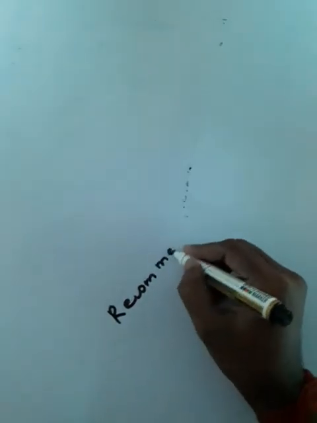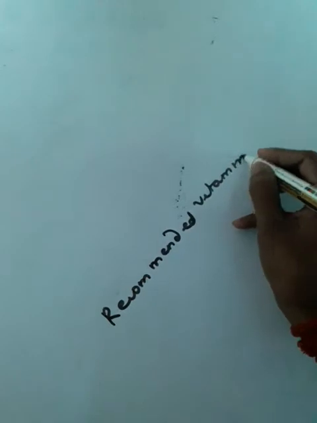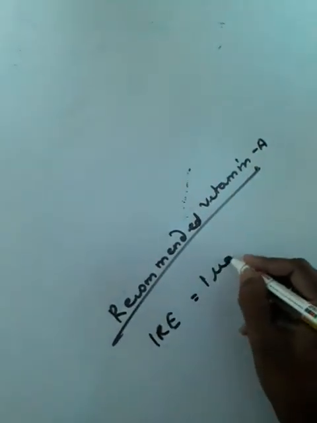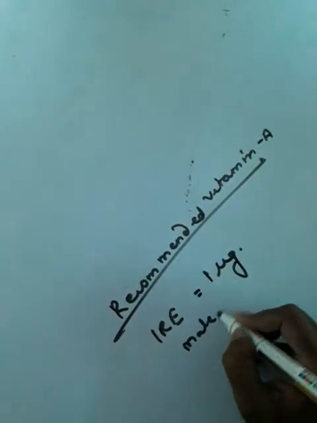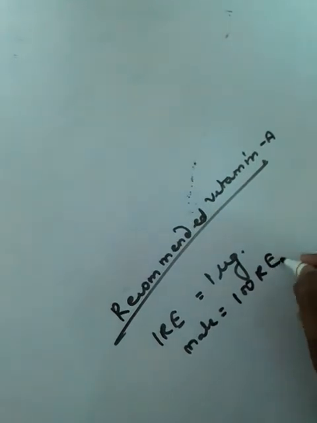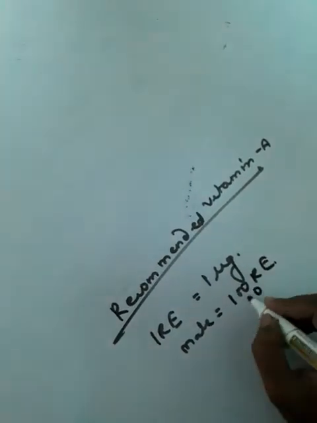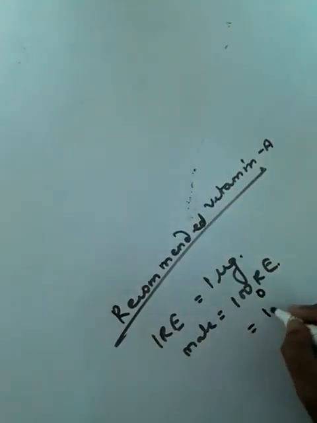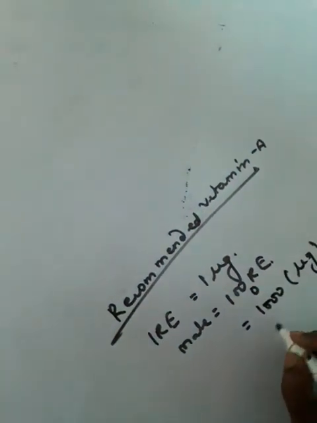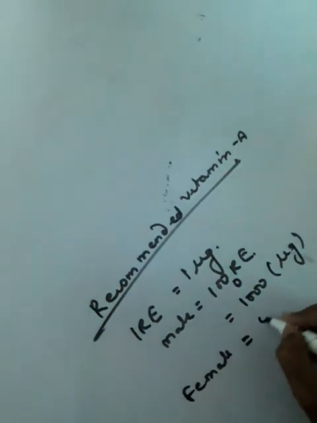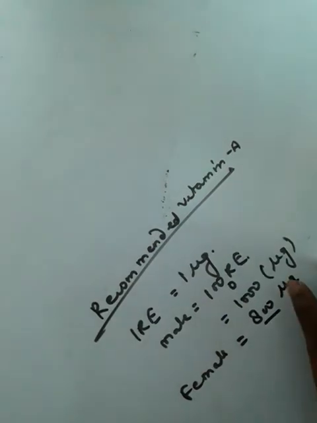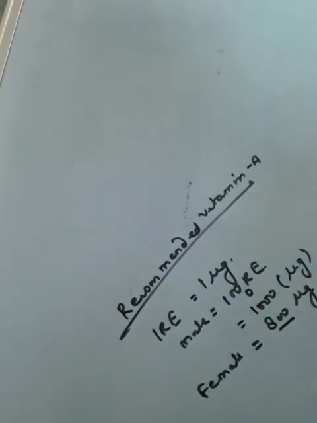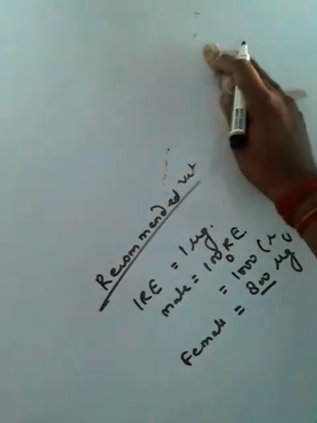So if you talk about the recommended dose of vitamin A, if you see here, one retinol is converted to 1 microgram. So for males it is needed in 1000 retinol, 1000 retinol means 1000 micrograms. For females, it is required in a lesser amount, 800 micrograms, 800 retinol. Okay, so it is the simple recommended dosage of vitamin A.